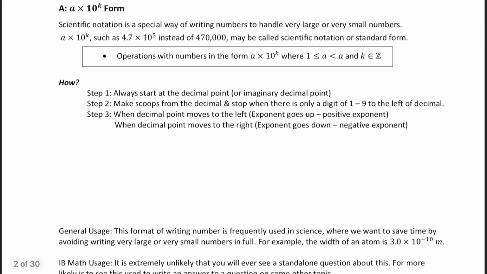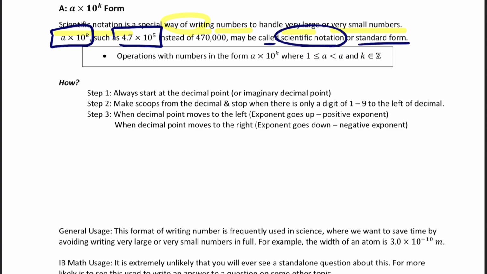Scientific notation is a special way of writing numbers to handle very large or very small numbers. With scientific notation, we always use the form a times 10 to the power of k. For example, 4.7 times 10 to the power of 5, instead of 470,000, is called scientific notation or standard form. When you have a very large number, you can always write it in scientific notation, which always needs to be written in the form a times 10 to the power of k.